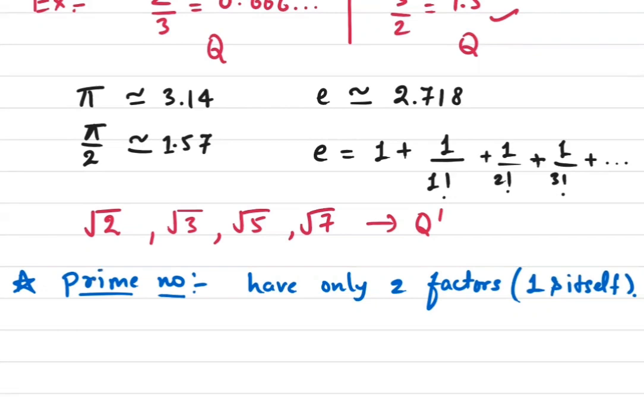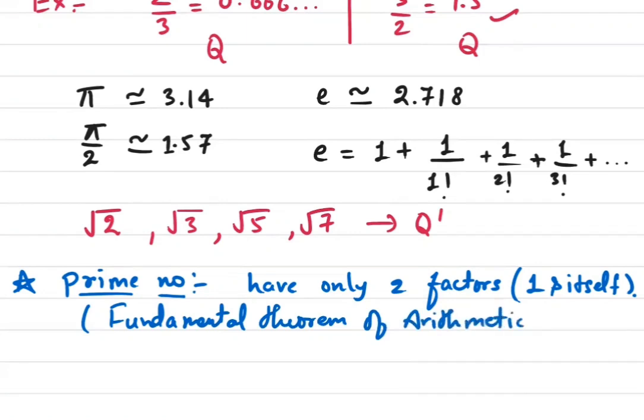Why are prime numbers important? Prime numbers are important because any number we take can be written in a unique way as a product of prime numbers. That property is called the fundamental theorem of arithmetic. For example, if I take 21, it is 3 into 7, and 3 and 7 are both prime numbers. Similarly, 20 can be written as 4 into 5, and 4 can be written as 2 into 2. So this is called the fundamental theorem of arithmetic. So these are prime numbers.